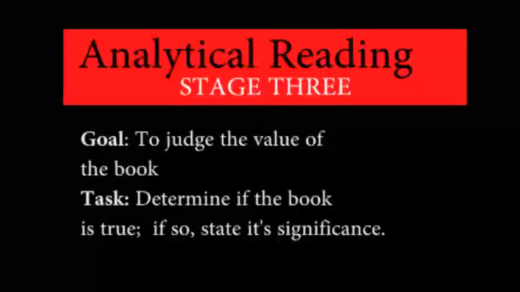If a book is not true in any sense, there is no need to answer the final question, what of it? But if the book is true, the reader must determine its personal and global significance. Facts are always interpreted either implicitly or explicitly.